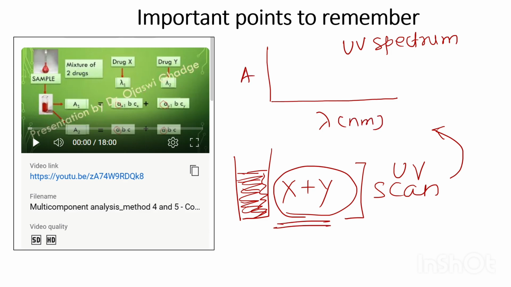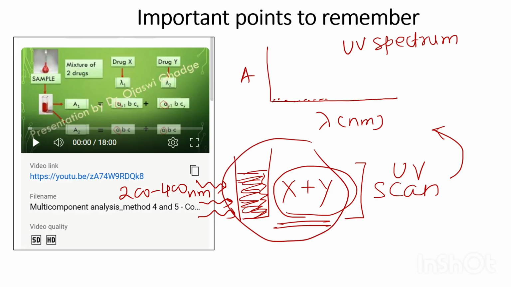Whenever I scan this solution, it means UV radiations are passing through this solution. Which UV radiations? All of them, 200 to 400 nanometers. So at each wavelength, at 201, 202, 203, what is the absorbance given by this solution? That is the UV spectrum. In this case, I get a scan like this. Two peaks have come, because these two drugs are there. So the problem is both the drugs.